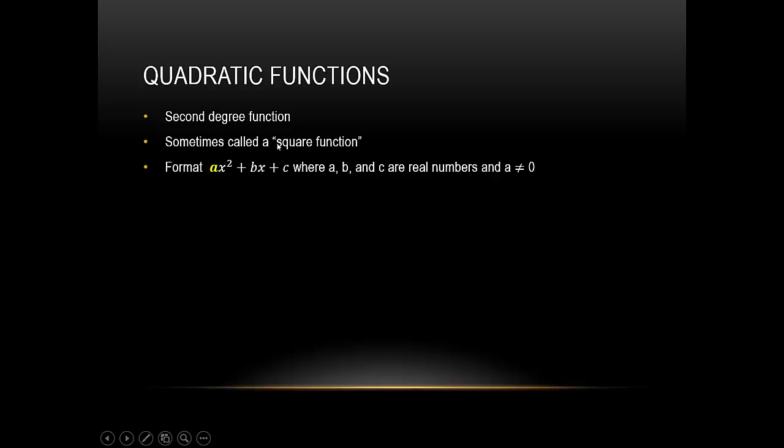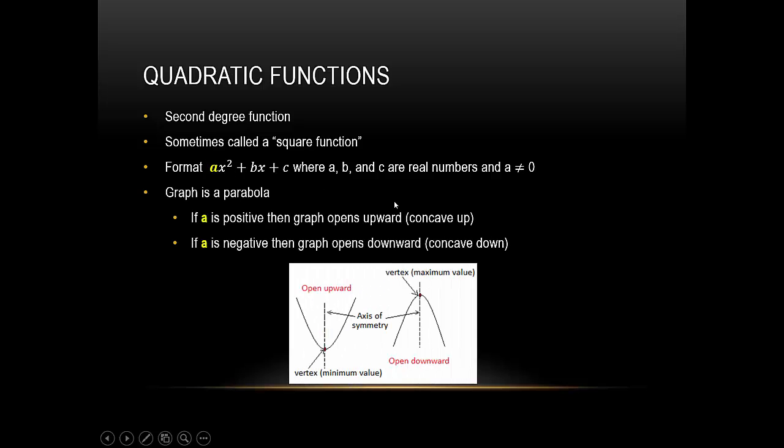Second degree functions, sometimes they're called a square function. They're in this format, ax squared plus bx plus c, where a, b, and c are just real numbers, but a cannot equal 0, because if a equals 0, then 0 times x squared goes away, and you have a linear. The graph is a parabola. If this first term is positive, it opens upward. If it's negative, it opens downward.